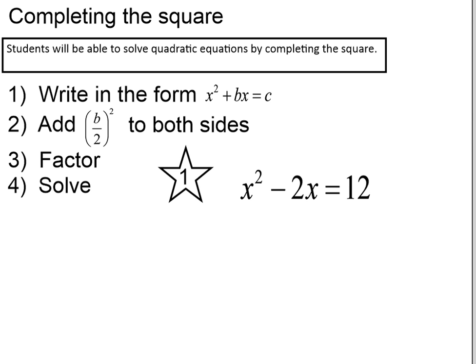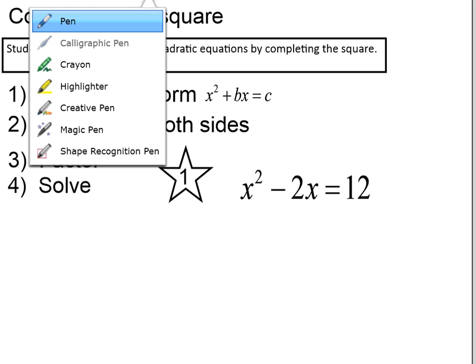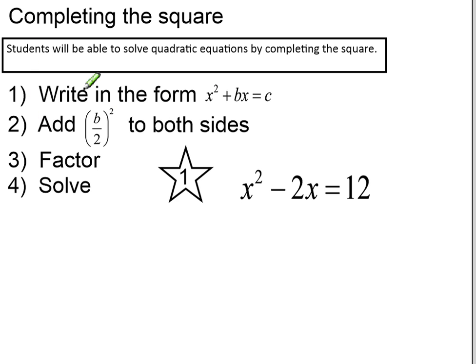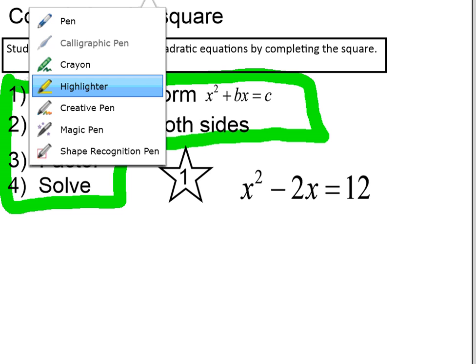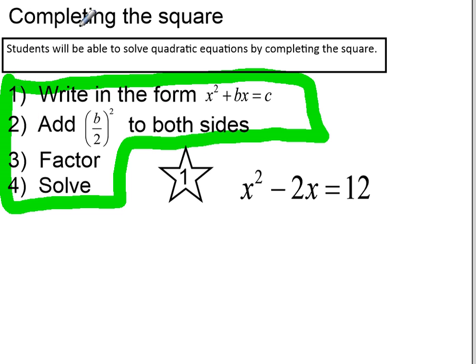This is a pre-calc video on 2.2, solving quadratic equations by completing the square. And we've got 4 steps to solve quadratics by completing the square. I've got my first problem. All right, step 1. Write in the form x squared plus bx equals c.